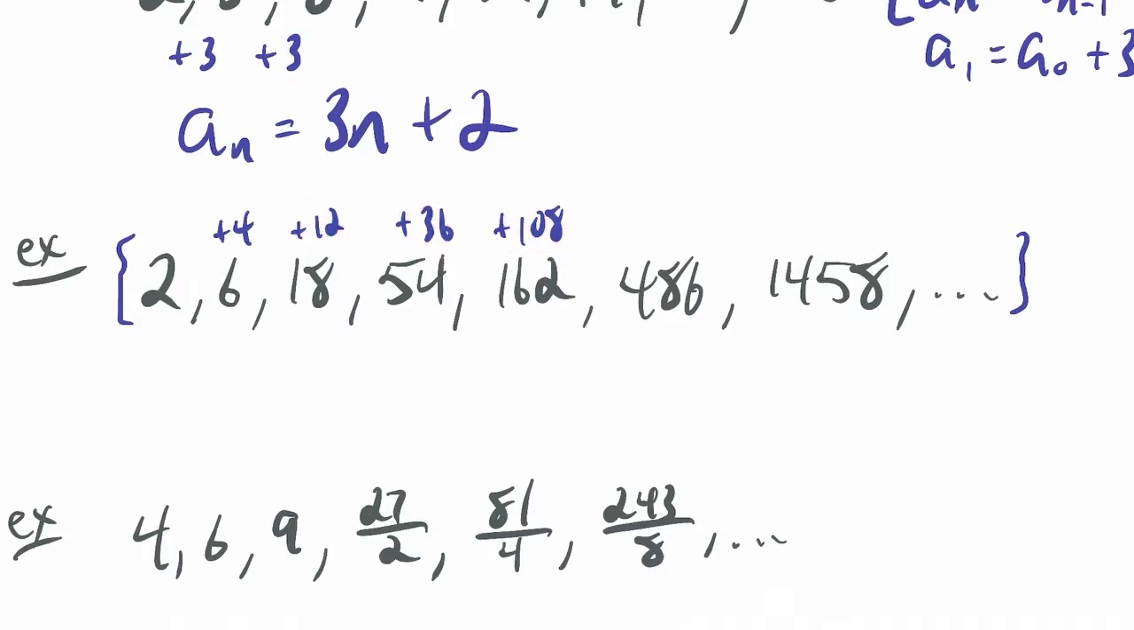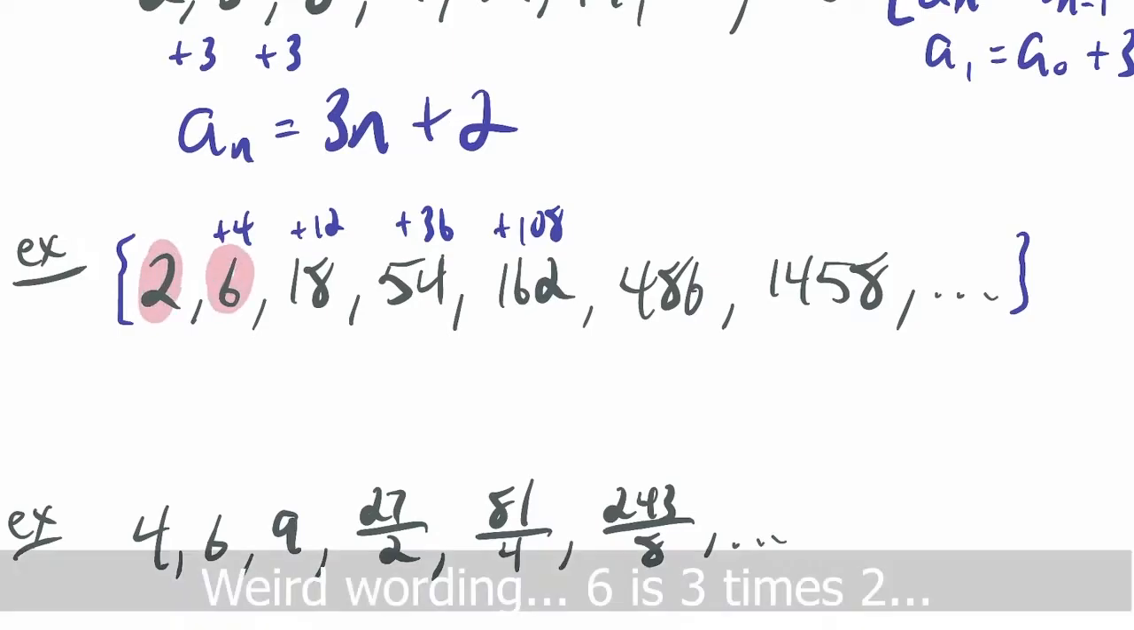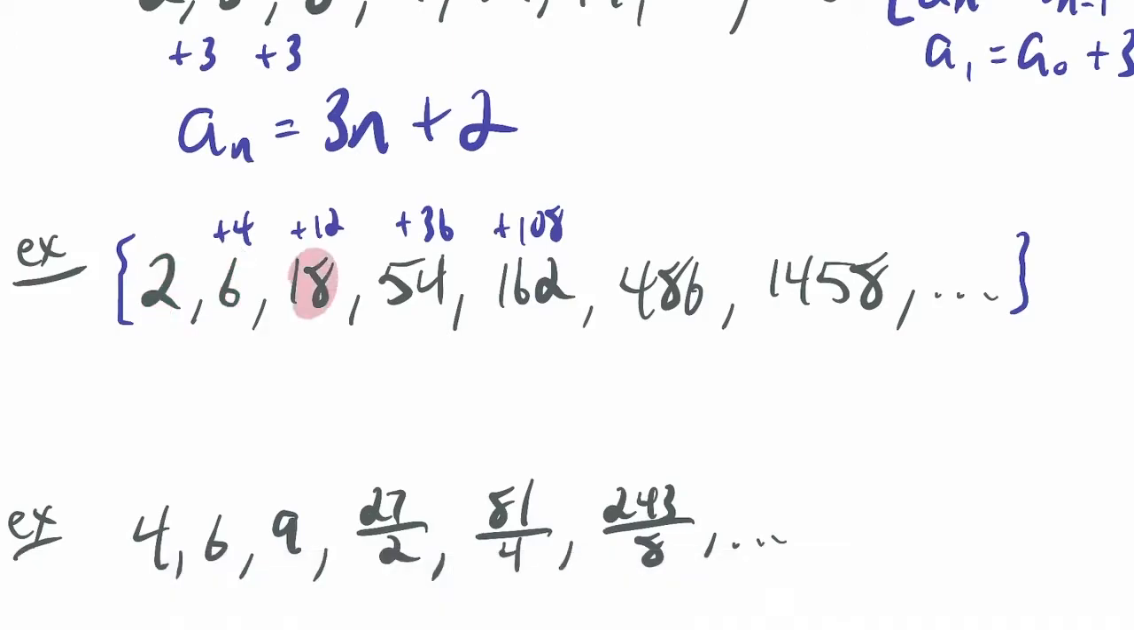But you might notice, well, yeah, but isn't 6 3 times whatever 2 is? And isn't 18 3 times 6? And 54 is 3 times 18? So really what we're doing to get from one number to the next is we are multiplying by 3 to get the next number.